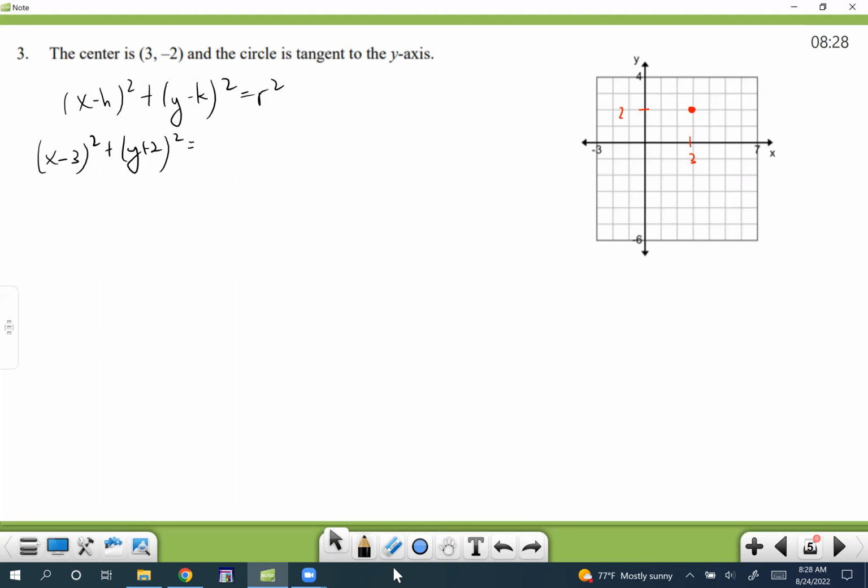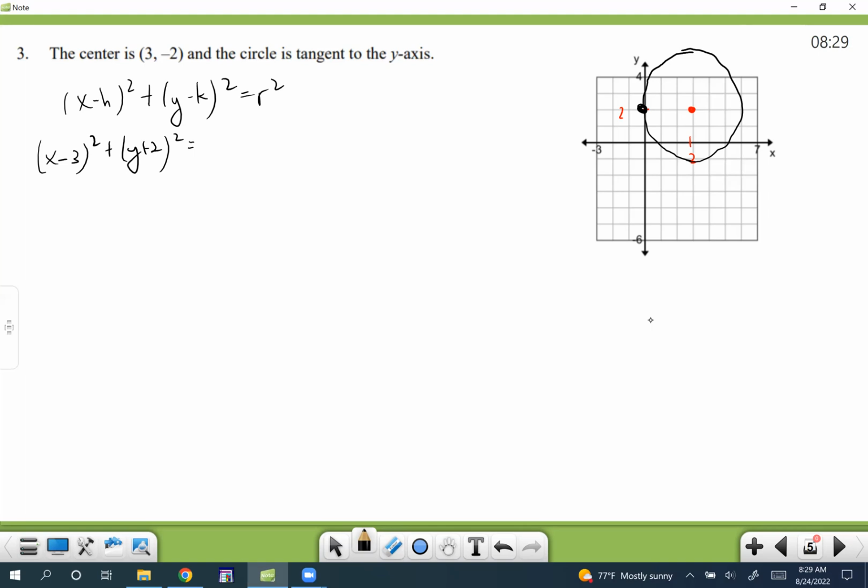Okay, if I want to be tangent to the y, right, then my circle will have to look something like this. All right, good enough, okay? You'll notice that it only touches the y-axis one time. It didn't say tangent to the x, so it's okay that it crosses through the x-axis in 2 spots, right? But it has to be tangent to the y.